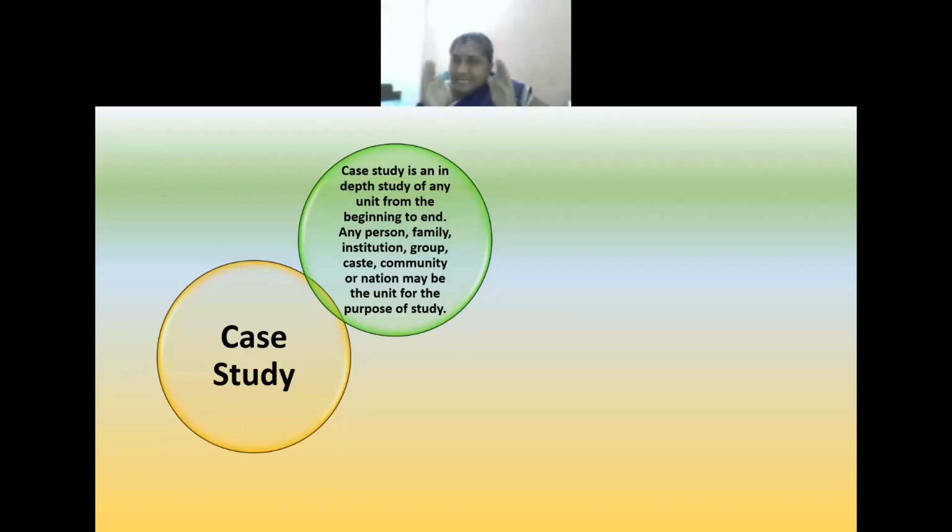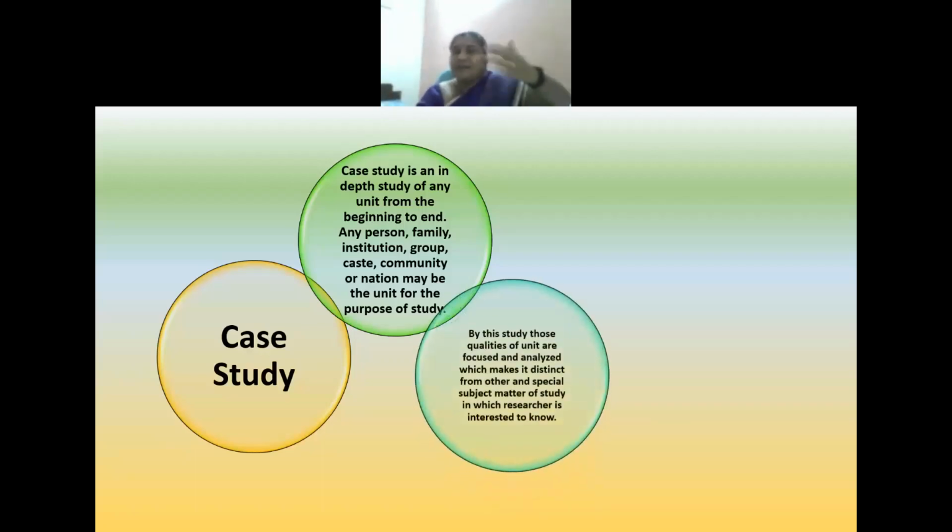So here, in the case study method, legal researchers may take, as I told you, say, property rights of only Muslim women, or Muslim women with special reference to this place. So you are only studying that. This case language is from, I think, medicine, they use, no? Patients are their cases, like that. So those qualities of a unit are focused and analyzed. Only one group we are studying. So it will be focused, and it will be the subject matter of the study for the researcher. Only that group we will be studying.